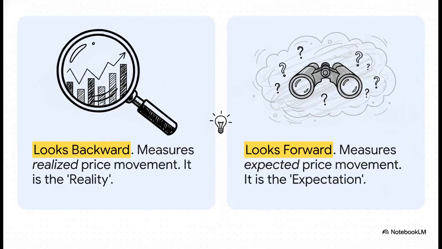So here's the absolute key takeaway, right? HV is the historical reality, calculated from what's already happened. IV is the future expectation, based on what people are willing to pay for options this very second. And that gap, that difference between reality and expectation, that's where traders find their opportunities.